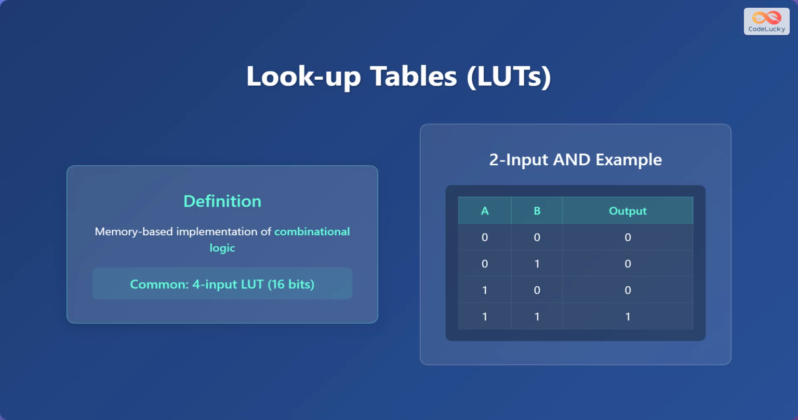Now let's discuss lookup tables, or LUTs, in more detail. A LUT is a memory-based implementation of combinational logic. A common size for a LUT is a 4-input LUT, which has 16 bits. Consider a 2-input AND gate as an example. The truth table shows the output for each combination of inputs, A and B. When both A and B are 1, the output is 1. Otherwise, the output is 0.